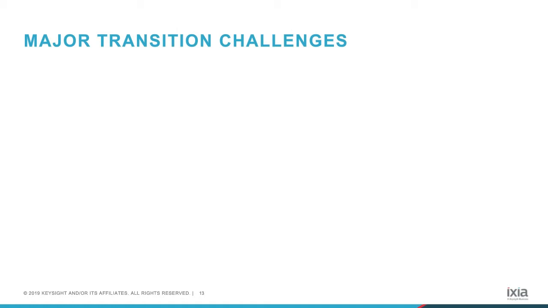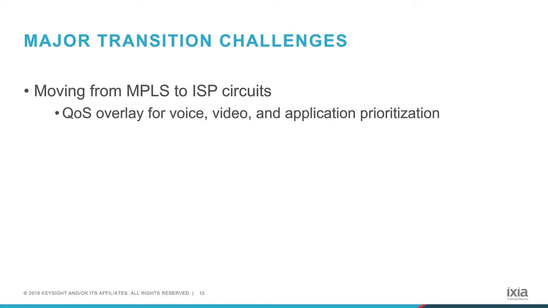So one is really when you're moving to SD-WAN, you're going to switch over from MPLS either partially or completely to service provider circuits. And that means that you're going to lose some of the QoS overlay that you had with the MPLS and all the SLA, service level agreements, that you had. And for critical time-based applications like voice and video, it's going to be a challenge.